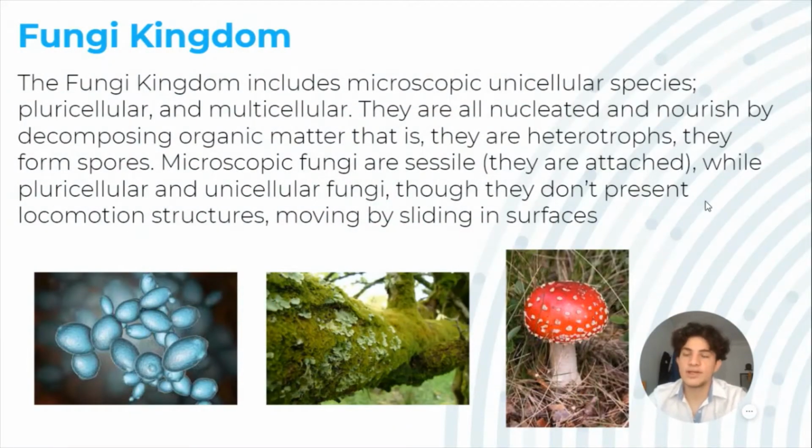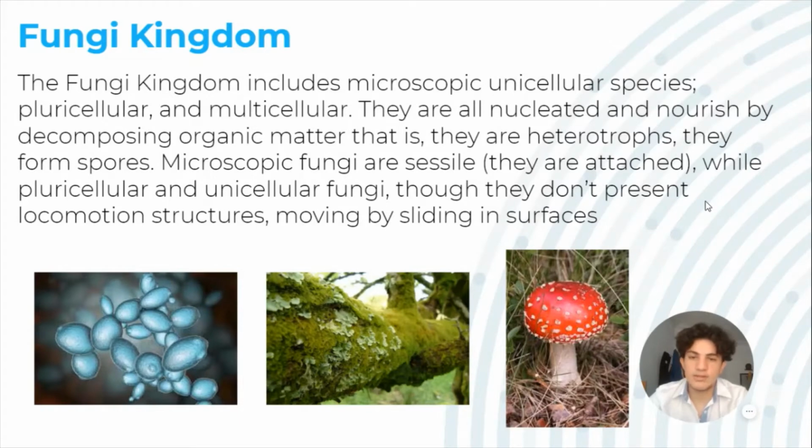So what is the Fungi Kingdom? The Fungi Kingdom is one of the five kingdoms that classify living beings. It includes all the microscopic unicellular species, like in image 1, the yeasts; the pluricellular species, like in image 2, the mosses; and the multicellular, like in image 3, the mushrooms or the fungi. They are all nucleated and nourished by decomposing organic matter. This means that they are heterotrophs. They form spores.